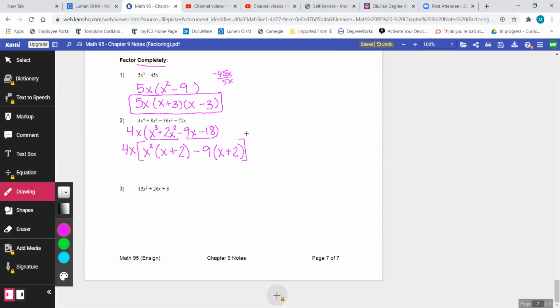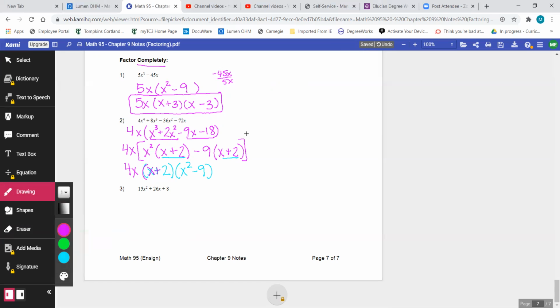Okay, so now, still bringing this 4x. Remember now that we look here and we say, okay, what do these two have in common? They have an x plus 2 in common, and then an x squared minus 9, right? X squared minus 9. Let me go over those so they're a little easier to see.